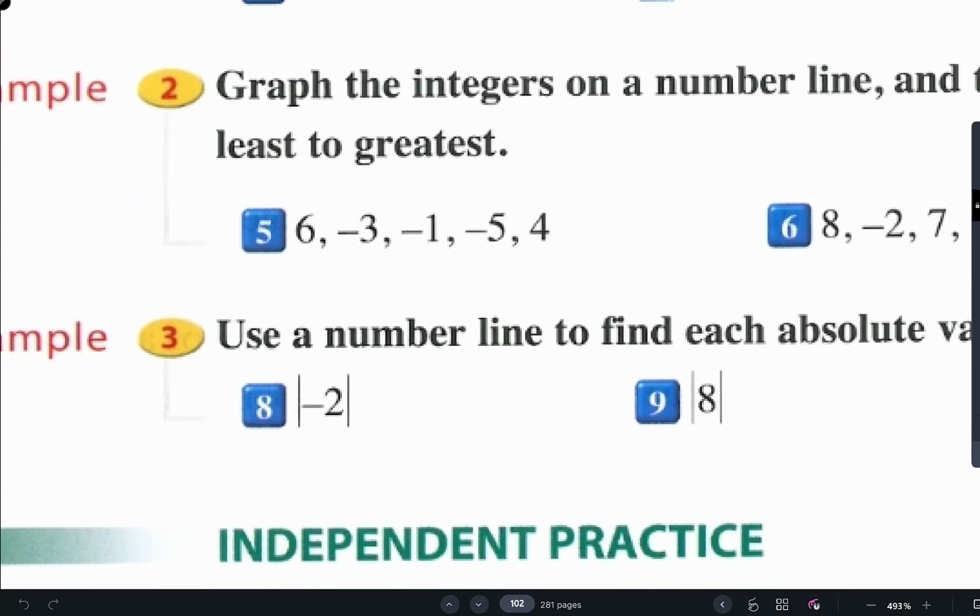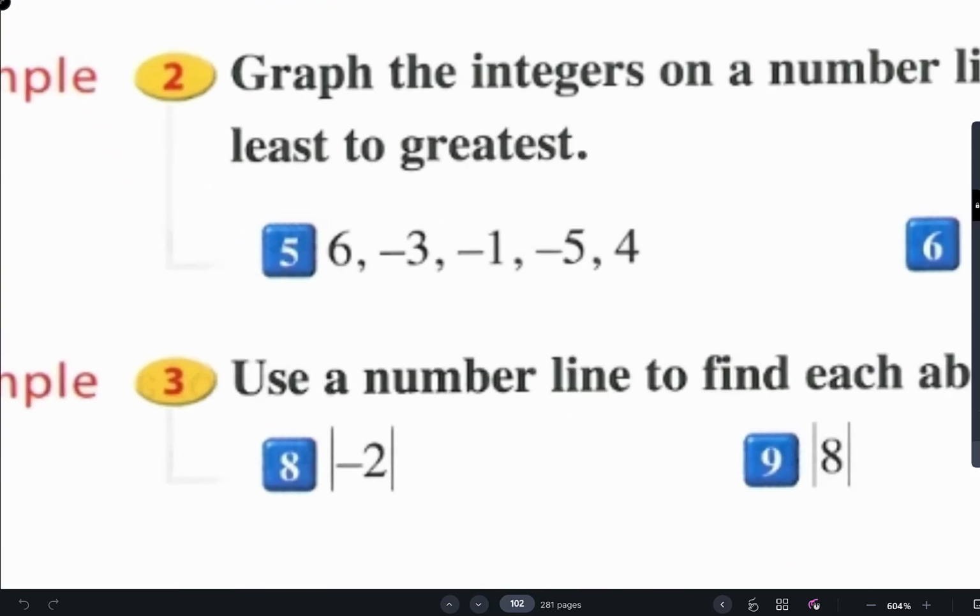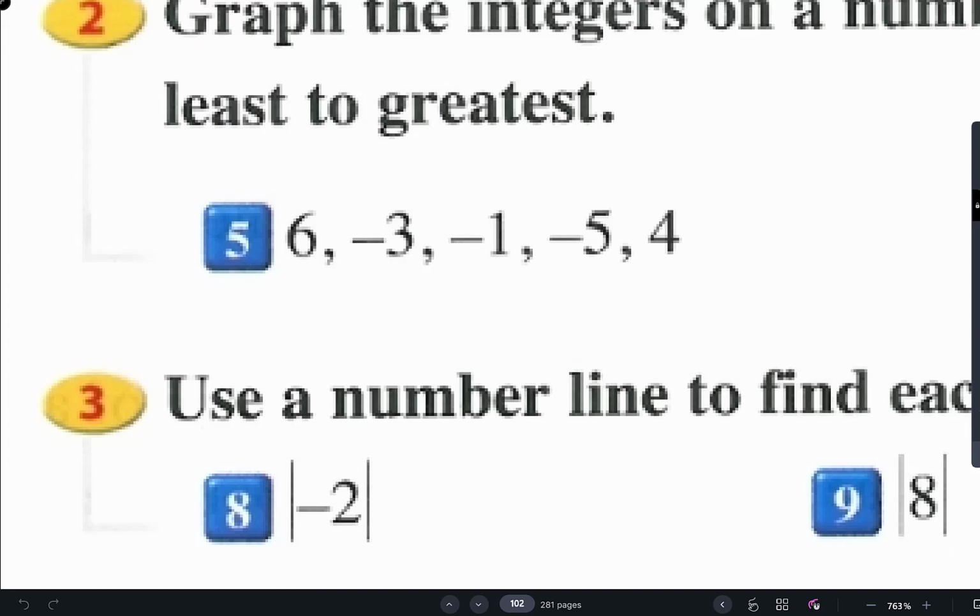How to order from least to greatest this number? Which one is the least number? I told you, negative integer.